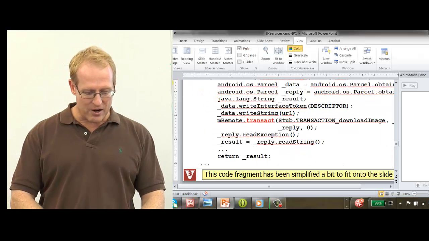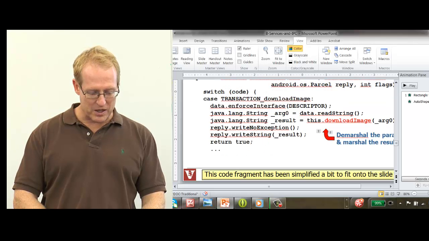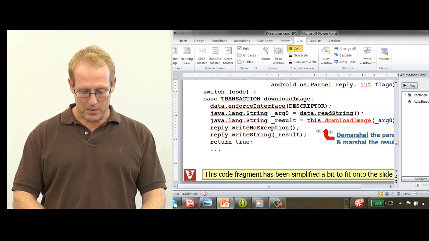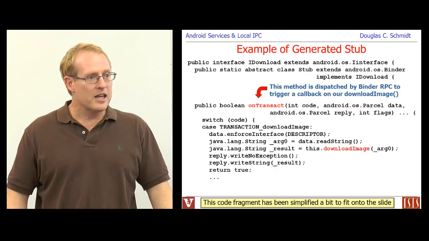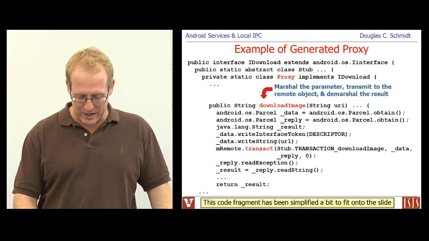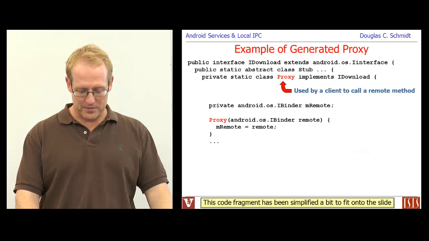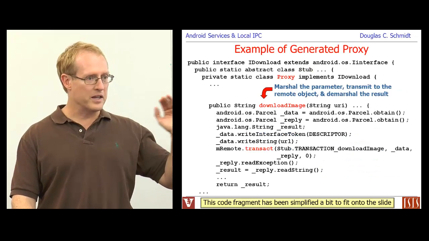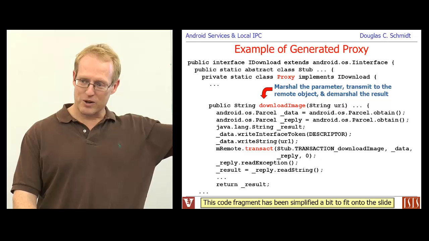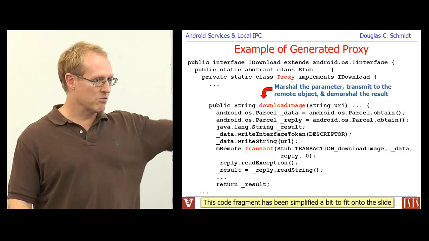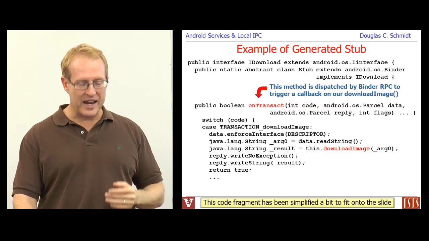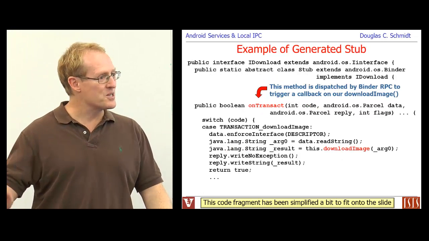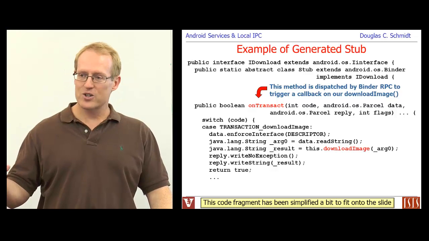So as I say here, I simplified this ever so much just because I wanted to make sure that you would be able to follow along with what it's doing without getting it too complicated. Here then is the method called in response to the call to transact. So as you can see here, we call download image, that calls mRemote, which is the remote binder object or a proxy to it, transact. That ends up calling back in the stub the onTransact method.